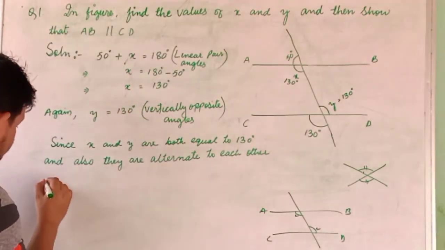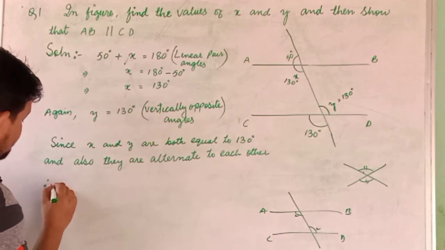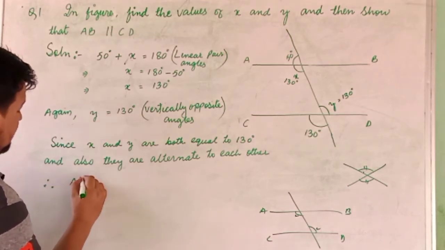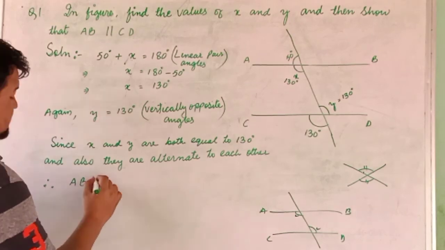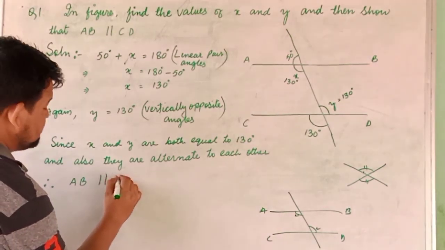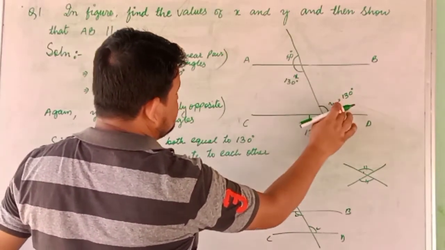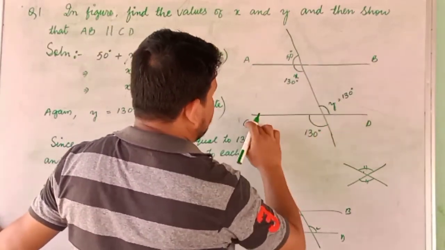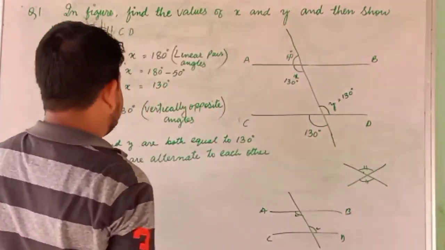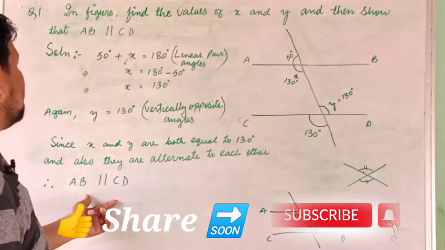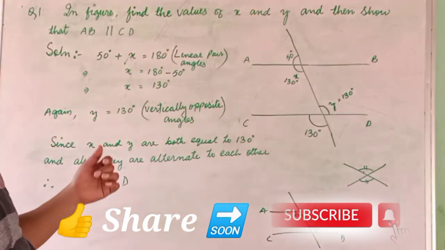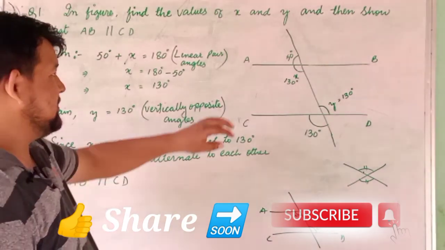So therefore we can say that AB is parallel to CD. Now they are alternate to each other, therefore they are equal also. So I can say this line AB is parallel to line CD. So this is how we have to show how two lines are parallel to each other. Okay.